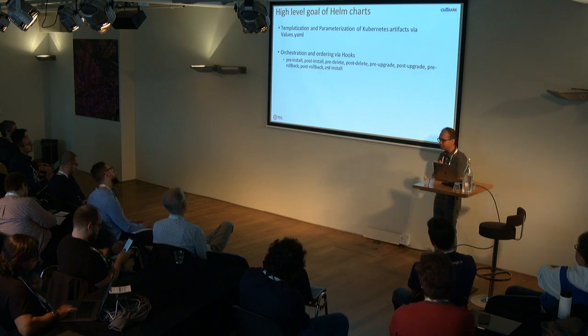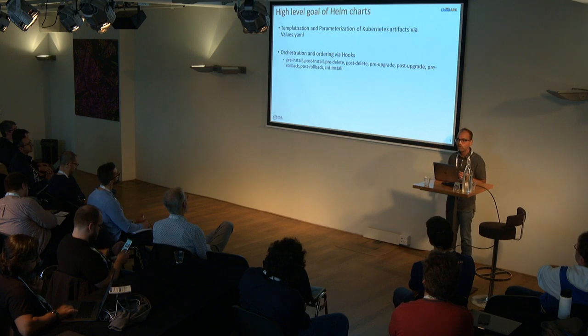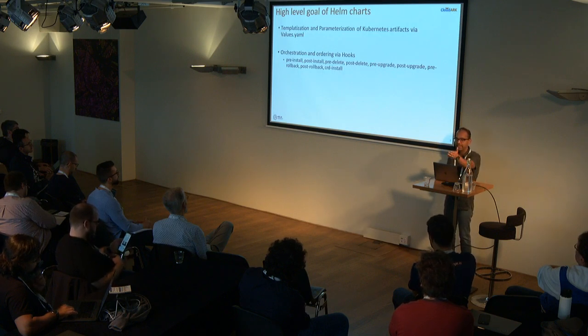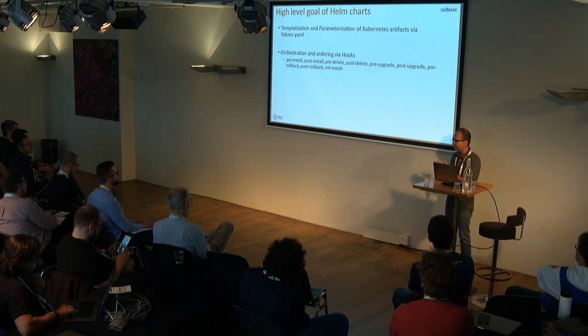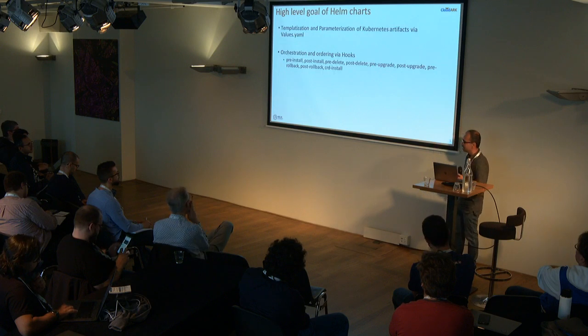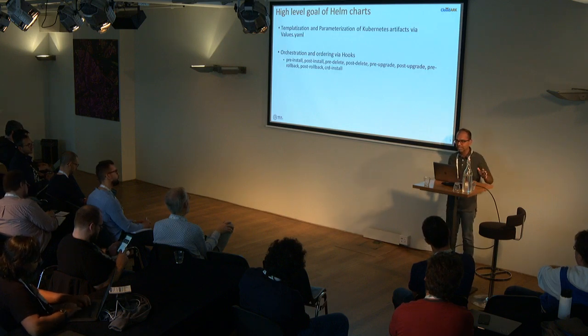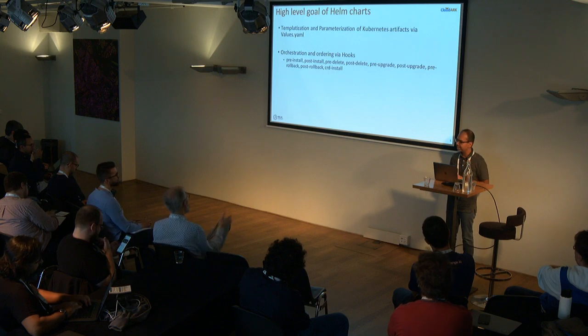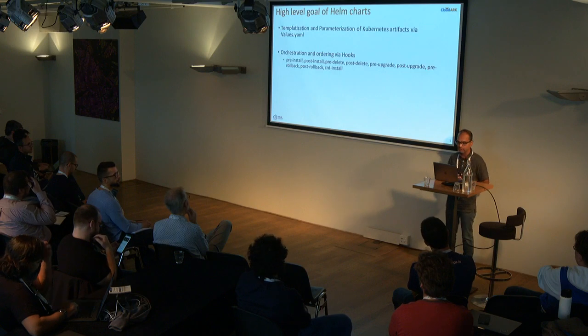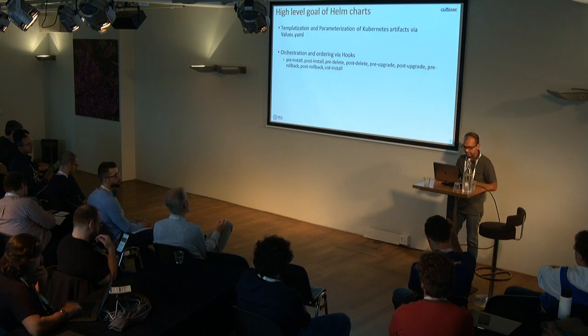So I know all of us understand this, but at a high level, what Helm allows us to do is templatize and parameterize Kubernetes artifacts for different environments. We can create, through values.yaml, different parameterization for a Kubernetes artifact. So that's one. The other thing that Helm allows us to do is essentially order and orchestrate the actual artifact. There are several hooks that Helm defines, and these can be used for doing that ordering and orchestration.